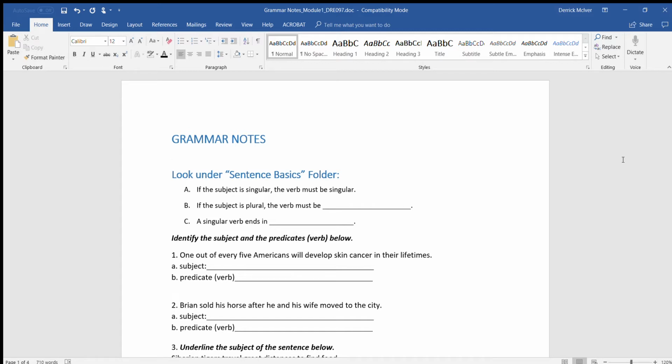Okay, students, this is the answer key to the grammar notes. At the end of this particular answer key lesson, you will receive the password to the grammar quiz.